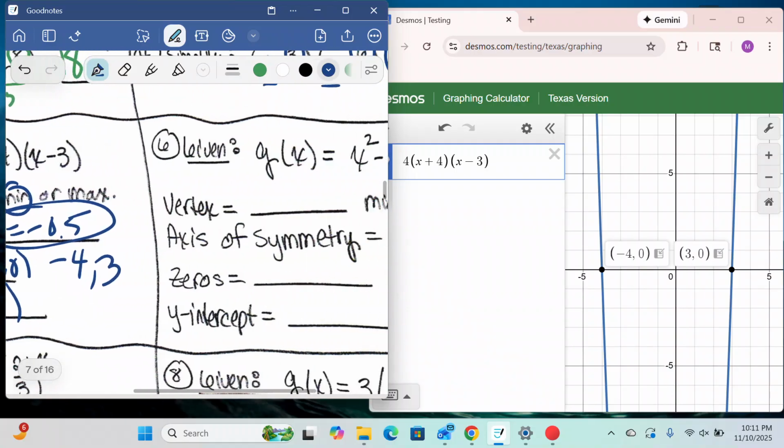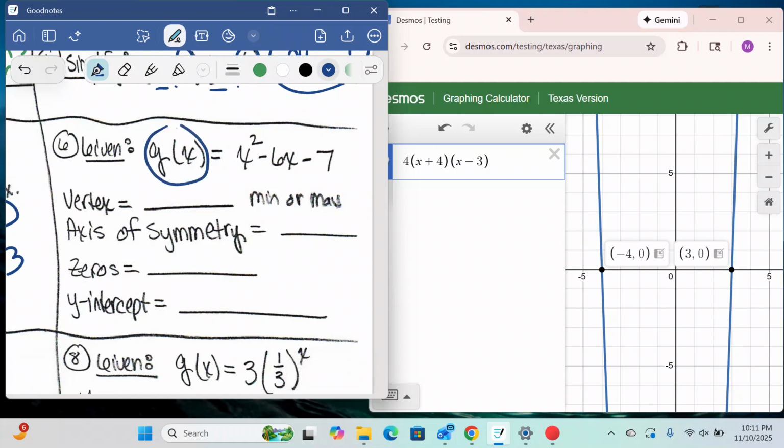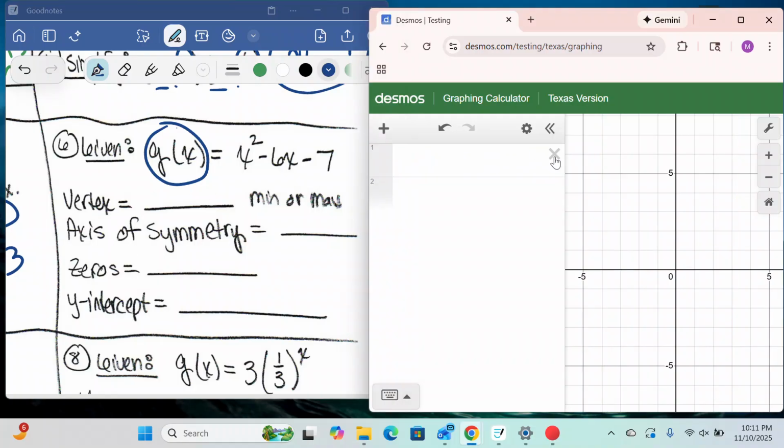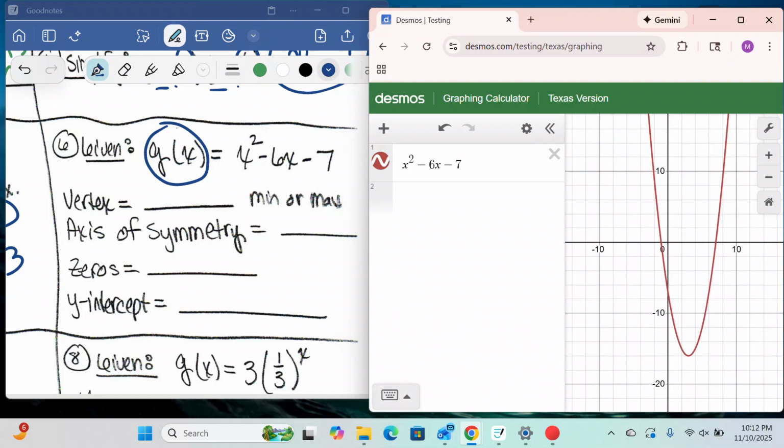So now we're going to move on to question number 6. It's also a quadratic. I know you may be tempted to put g of x into your graphing calculator, but don't do it. It's easier just to not put it in. So again, I'm going to get rid of this and input my new equation: x squared minus 6x minus 7. I'm going to find my U shape. There it is.